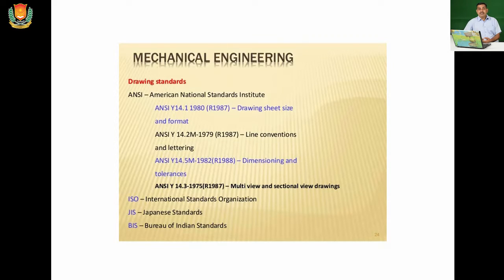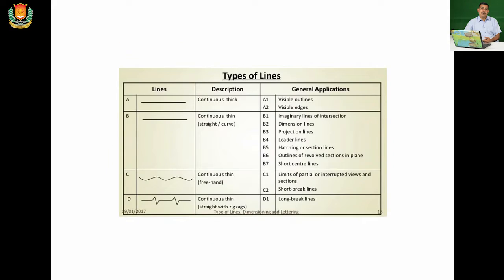Before starting the drawing, there is the standard used in engineering drawing and design, the American National Standards Institute, ANSI. Drawing sheet size is decided by the ANSI. Line convention and lettering is also decided by the ANSI, and the dimensioning and tolerances are also decided by the ANSI. Then ISO, JSI and BSI, these are the standards we have to follow to draw and design any object.